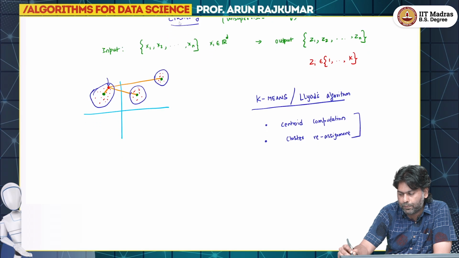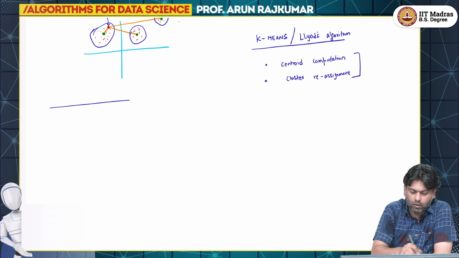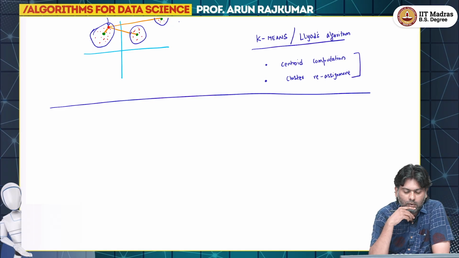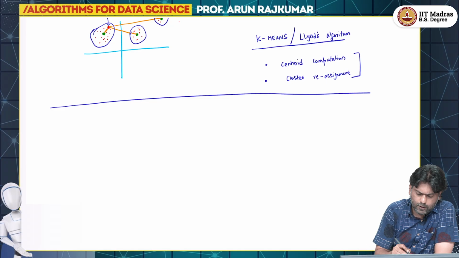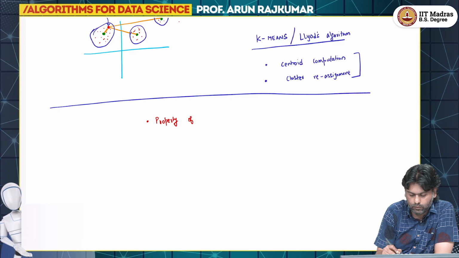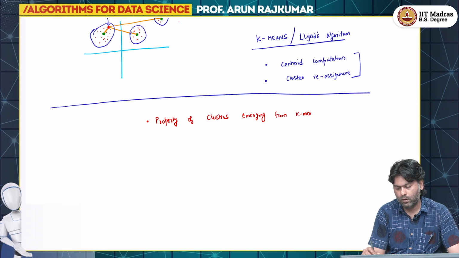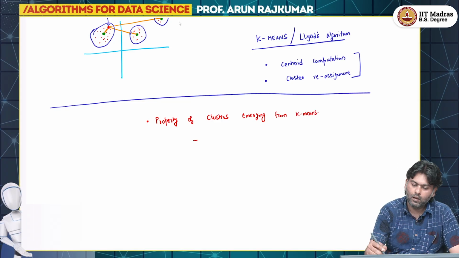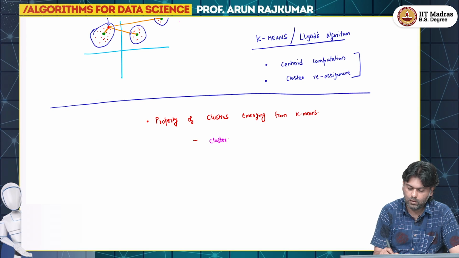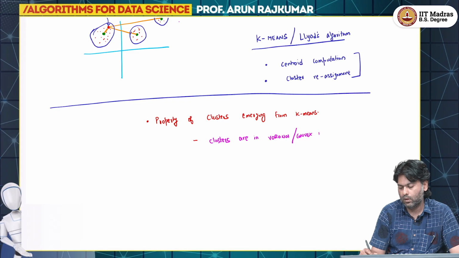So one of the properties of the K-means algorithm is the following, right? Perhaps the most important property of clusters emerging from K-means, right? Is that clusters are in Voronoi or convex regions.